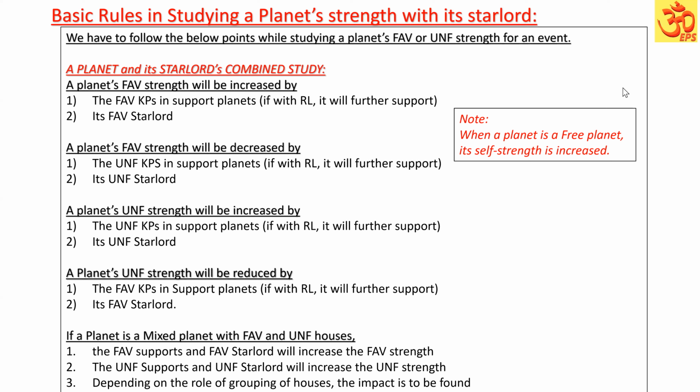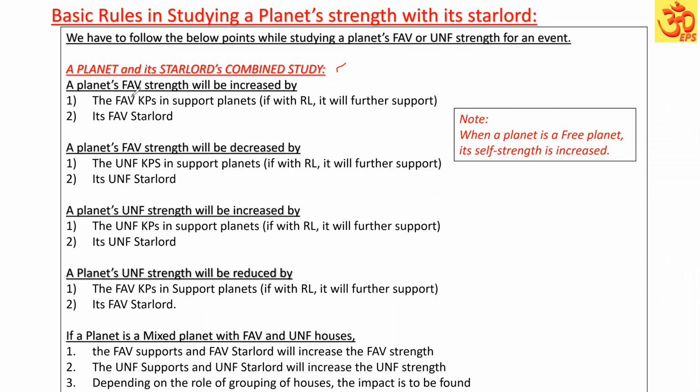Before we discuss the important steps involved in studying the total significations of a planet, as we discussed in the basic method, I will be explaining in detail, step by step, in the next lesson. Prior to that, these basic rules in studying the planet and its star lord combination will be useful. What are they? You can see: planet and its nakshatra lord's combined study.